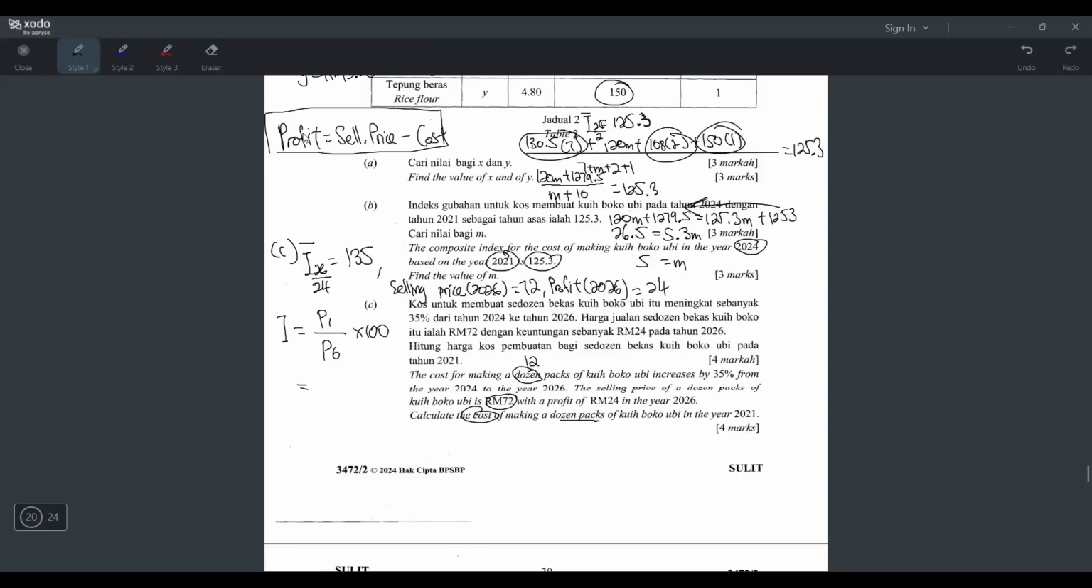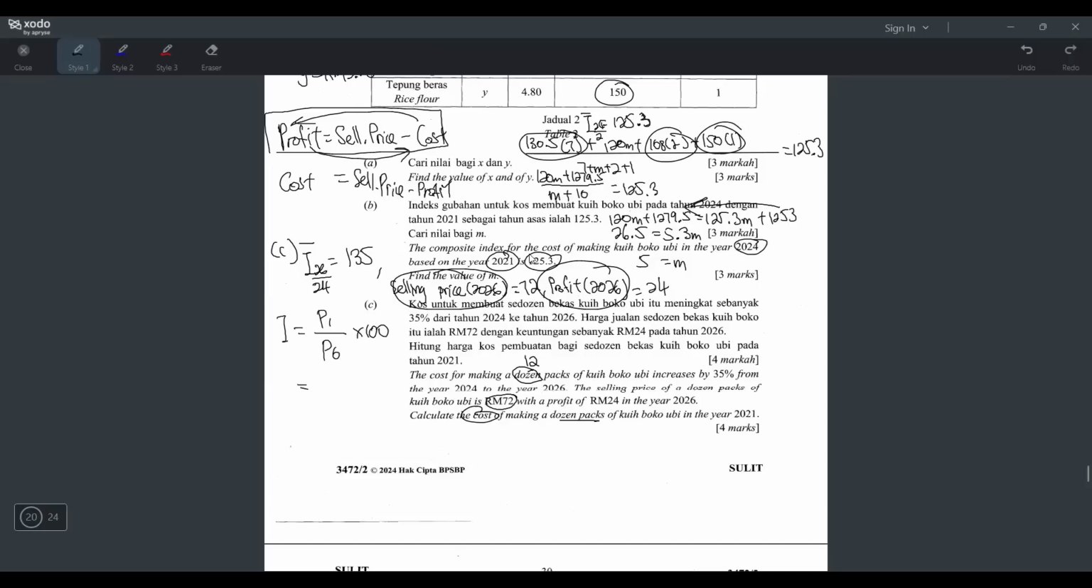Profit is the keuntungan, right? So the profit is you take the selling price minus the cost of making the product. So this is how you find profit. So can you tell me if they give us selling price in 2026 and profit 2026, can I find the cost? Yes, right? The formula to find cost is you take the selling price minus the profit. Because when you move the negative cost over here it becomes positive, and the profit moves over and becomes minus profit. So to get the cost, you take selling price minus profit.